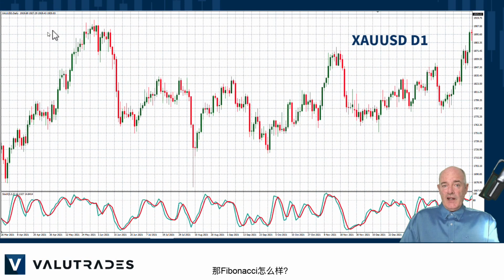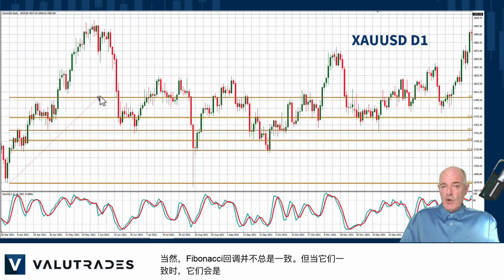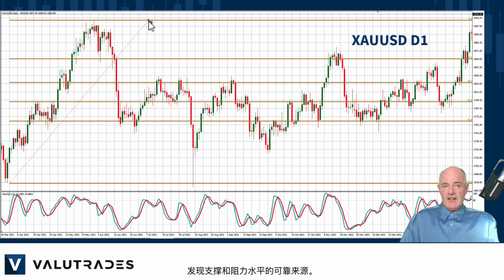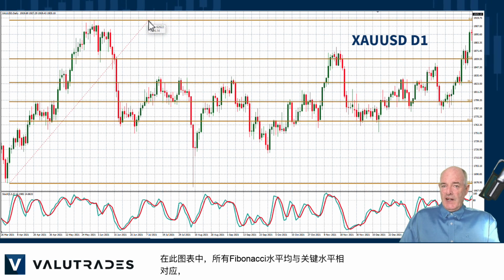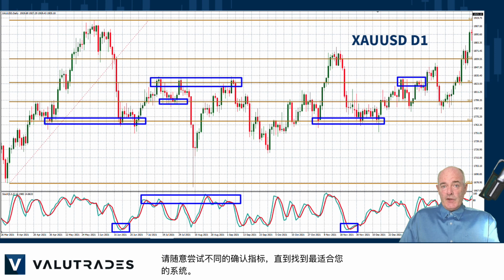Or, how about Fibonacci? Of course, Fib retracements don't always line up, but when they do, they can be an incredibly reliable source for spotting levels of support and resistance. In this chart, all Fibonacci levels corresponded with key levels, and reversals were confirmed by the stochastic oscillator. Feel free to experiment with different confirming indicators until you find a system that works for you.